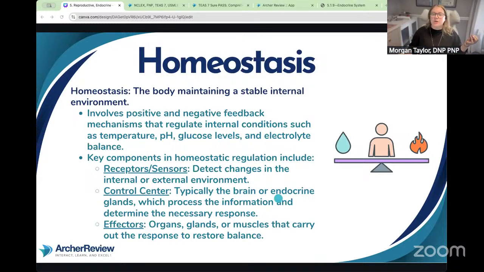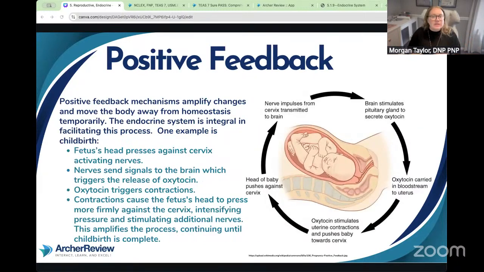Detect a change, figure out what to do with it, send that signal out, send that hormone out, and make the change. So we'll end with showing you the two big ways that happens, and it's called a feedback loop. It can be either a positive feedback loop or a negative feedback loop, but we're going to start with positive.